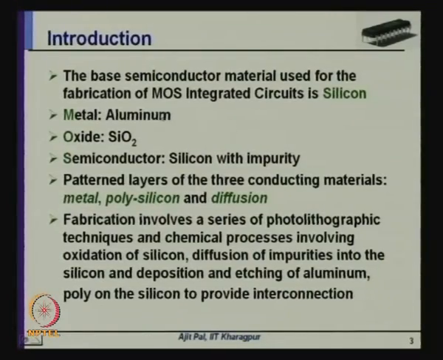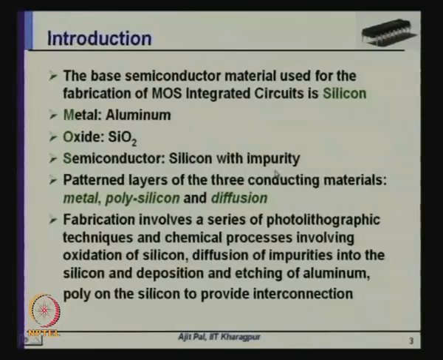And here we shall be using the term MOS. What do we really mean by MOS? MOS stands for metal oxide semiconductor. You will see these transistors are realized by using three different types of material. One is metal. Metal is usually aluminum, or sometimes polysilicon is also used as the conducting material. And oxide is silicon dioxide, which is used as an insulating layer, and semiconductor is silicon with impurity.